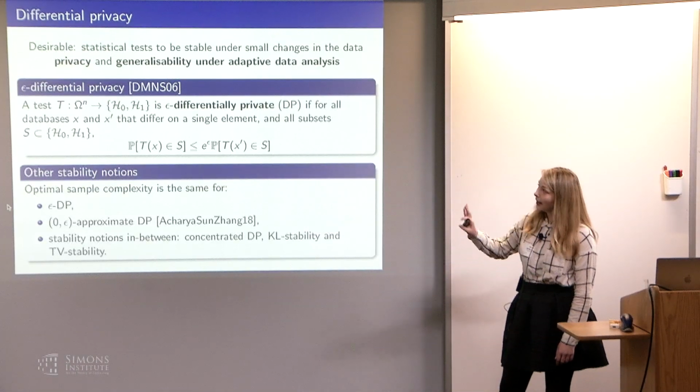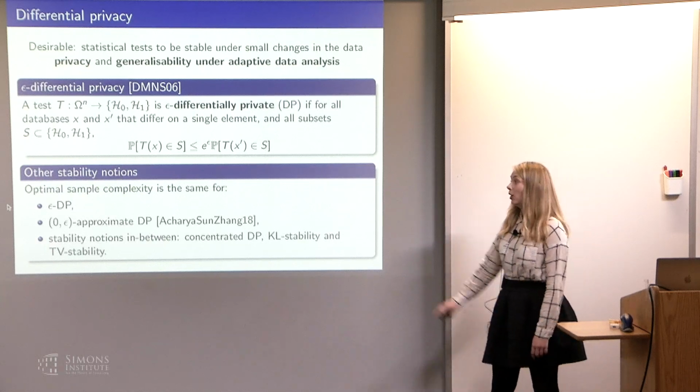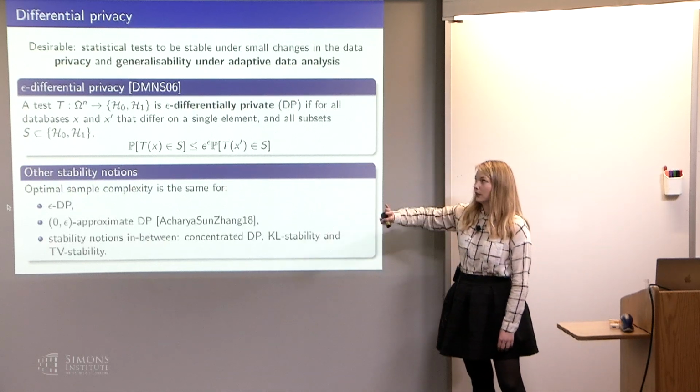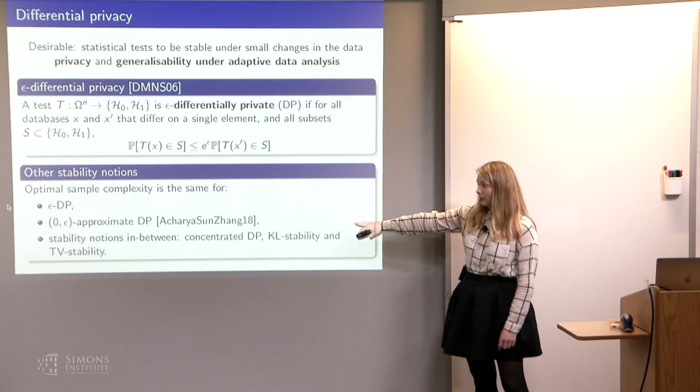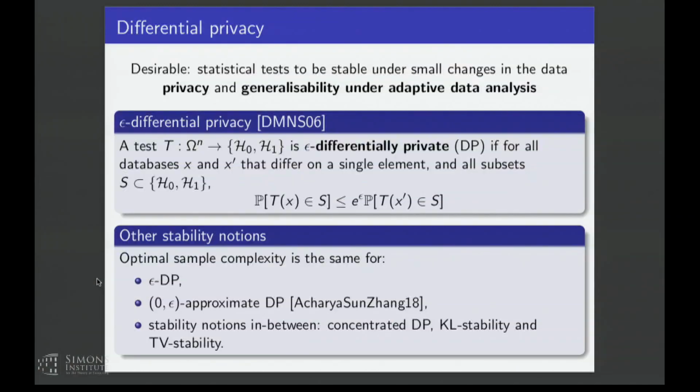And what is nice about testing is that the optimal sample complexity is the same for pure differential privacy, approximate differential privacy, and hence any stability notions in between. And these include concentrated DP, KL stability, and total variation distance stability. So while I'm going to focus today and phrase everything in terms of epsilon pure differential privacy, all of the bounds I'm going to say also hold for these other notions of stability.